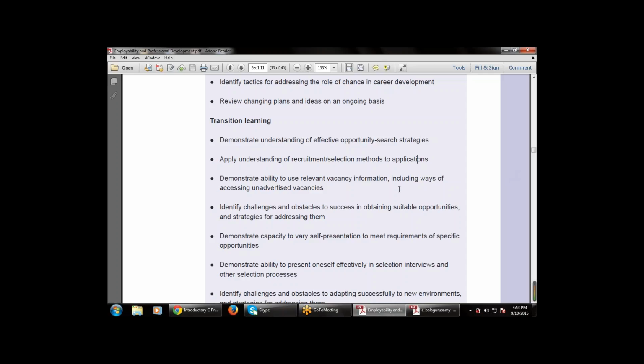Then demonstrate the ability to use relevant vacancy information, including ways of accessing unadvertised vacancies. That is, how to use vacancy information, which includes the various ways of accessing unadvertised vacancies. Then next is identify the challenges.